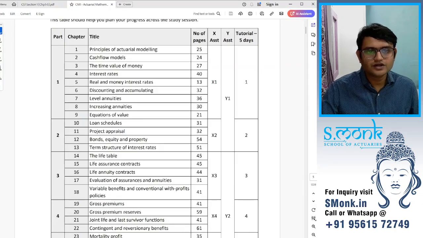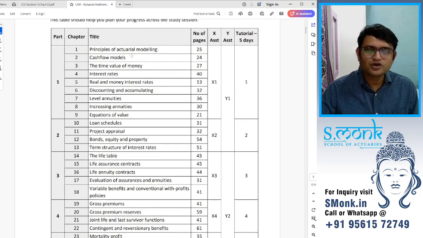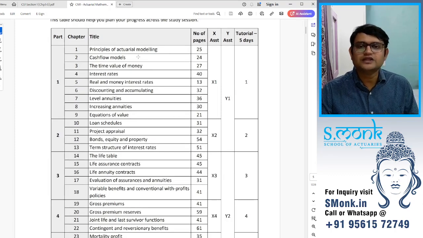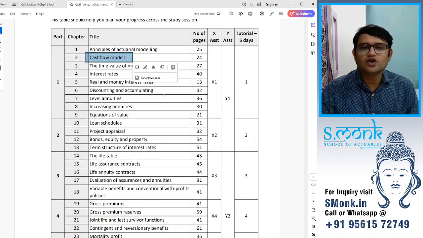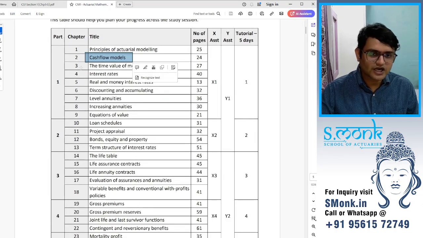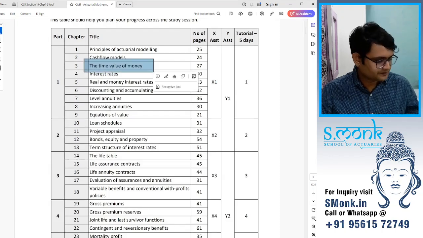Now see here, as I said, chapter 1, Principles of Actuarial Modeling, has been removed. It was just a theory topic talking about the other subjects and was not related to this subject at all. Cash flow models is another theory topic that we are going to learn throughout the course. So whatever you are going to learn throughout these chapters, they are talking about it in this one single chapter. So we are not going to start with that. We are going to start with the third chapter, that is time value of money.